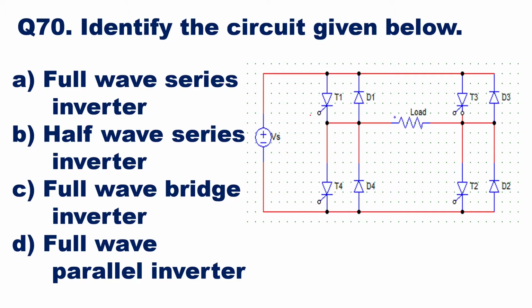Then we'll go to question number 70. Identify the circuit given below. Now this circuit is the same as we have drawn. It was a full wave bridge inverter. Okay, it is a full wave bridge inverter.